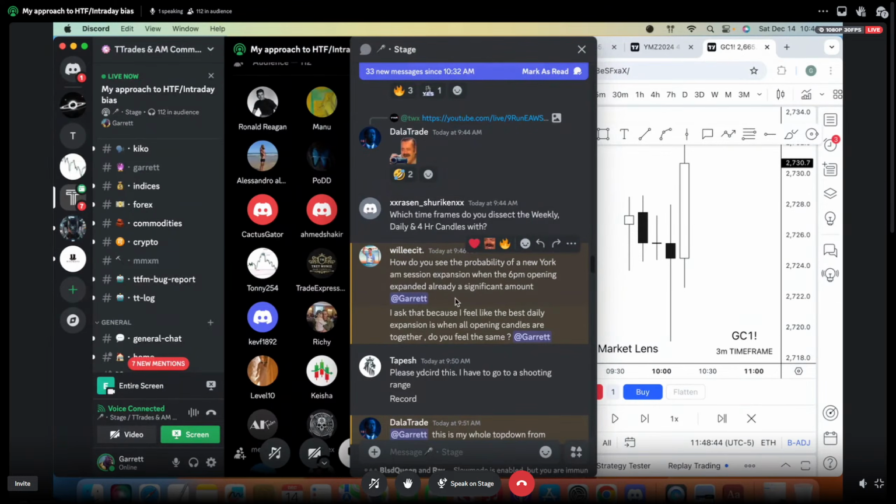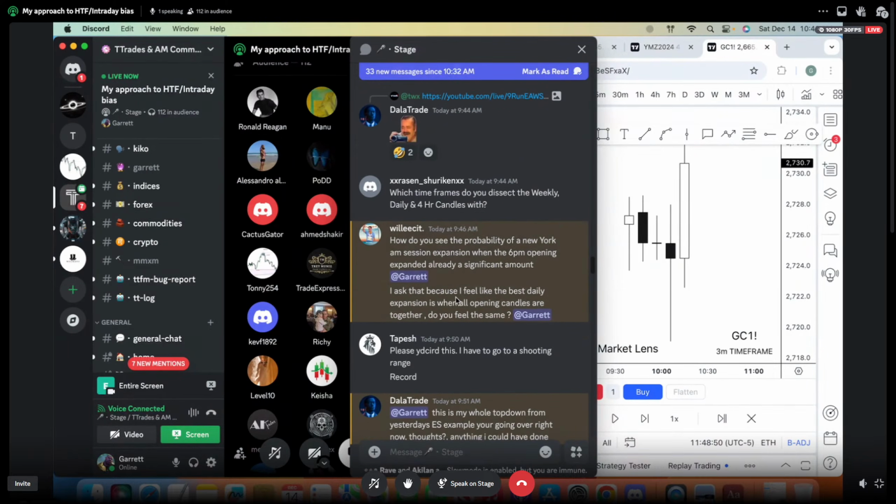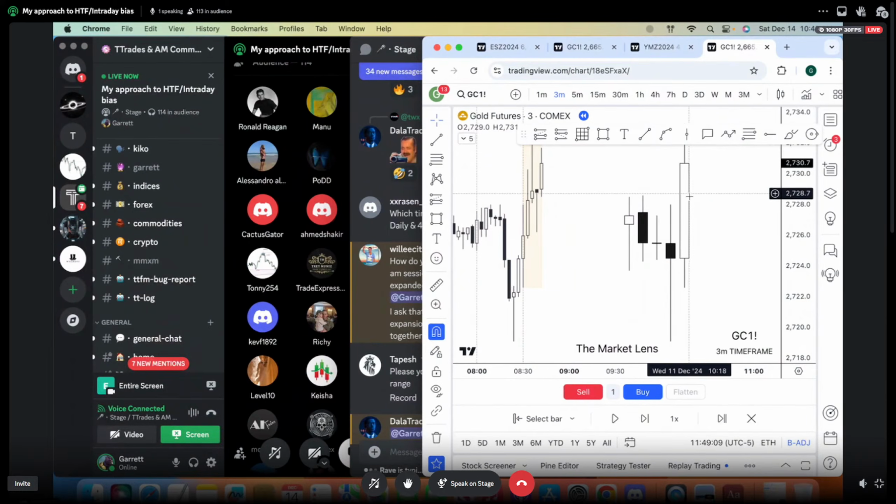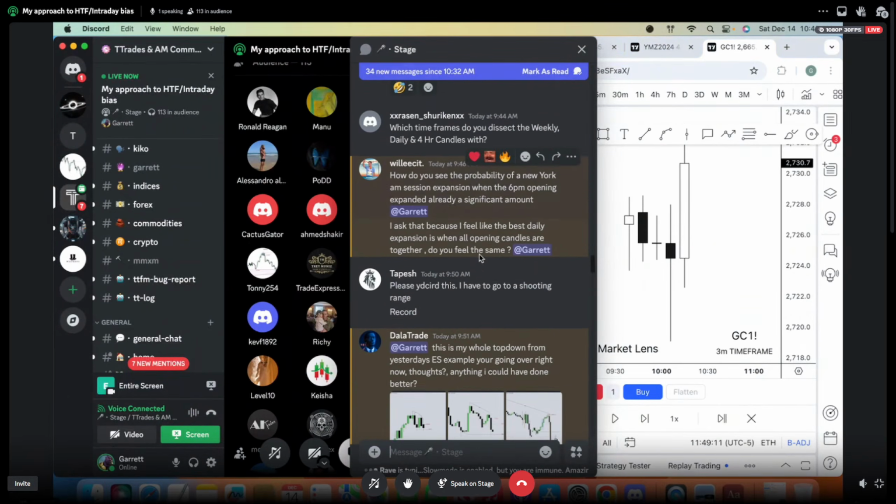What time frames do you discuss the weekly, daily, and 4-hour candles with? What do you mean? Those candles are my framework. I'm not sure what you mean by that. I use the intraday time frames, like hourly, to confirm my daily lows and weekly highs and stuff like that, to basically trade the higher time frame expansion candle.